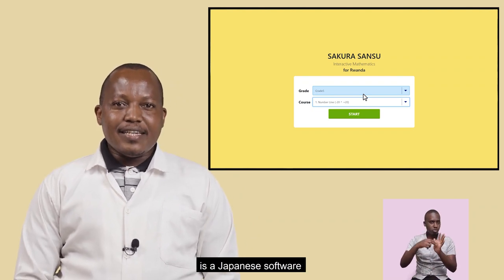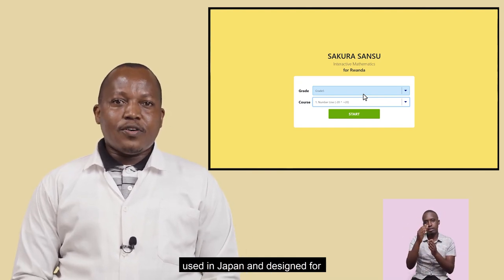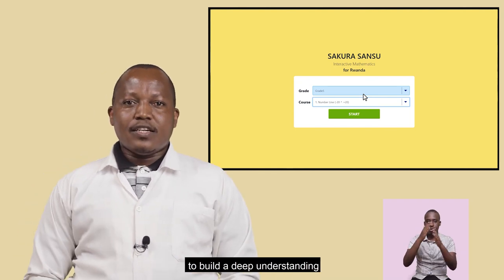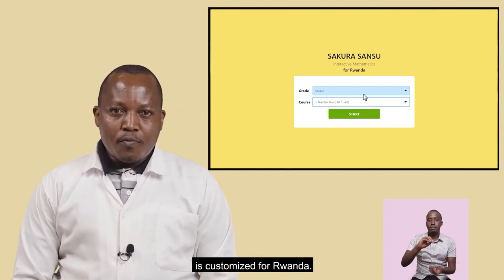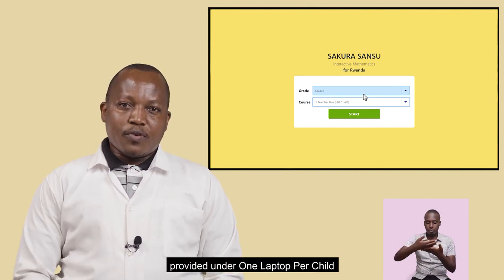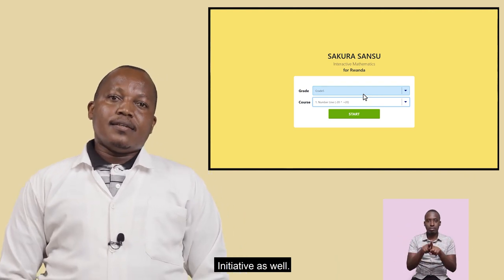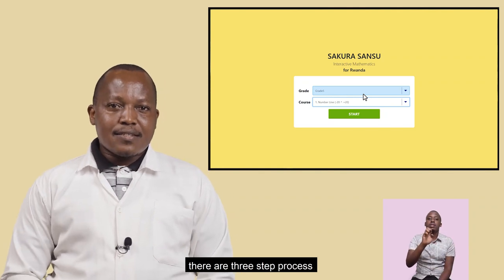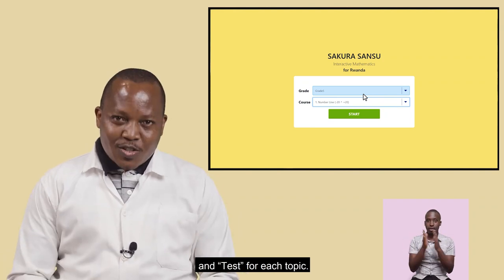Interactive mathematics is a Japanese software used in Japan and designed for primary school students to build a deep understanding of mathematics in the way students will enjoy. Interactive mathematics used here is customized for Rwanda and it is used in the laptops provided under one laptop per child initiative as well. In interactive mathematics, there are three-step process: understanding, exercise, and test for each topic.